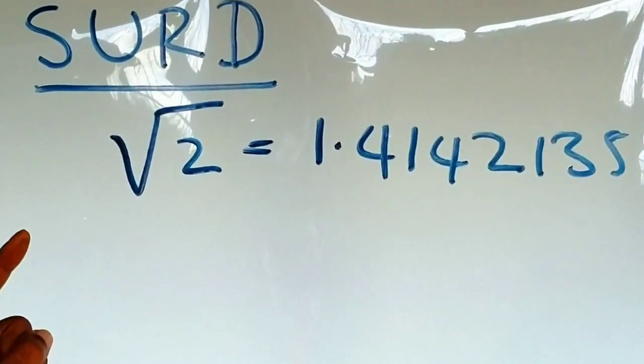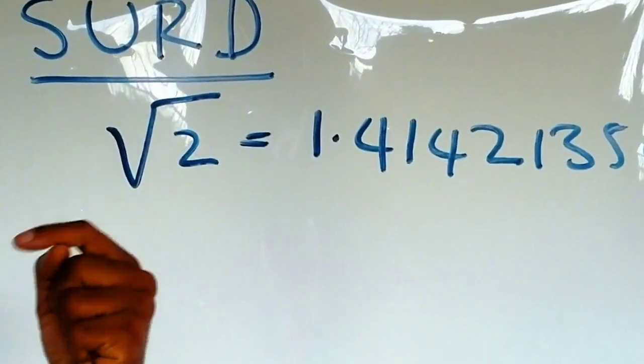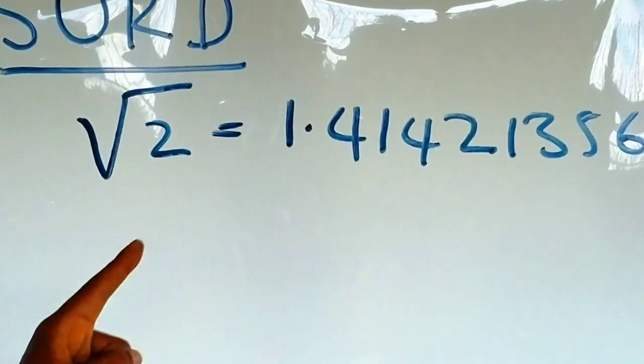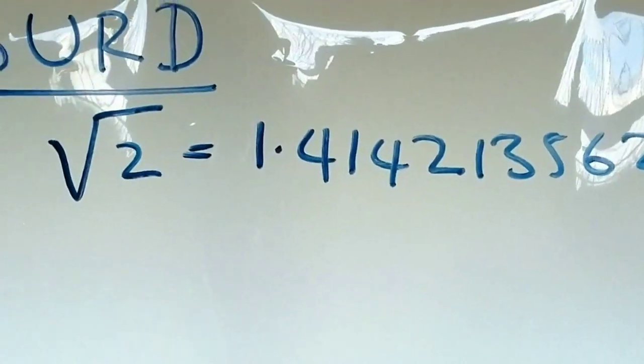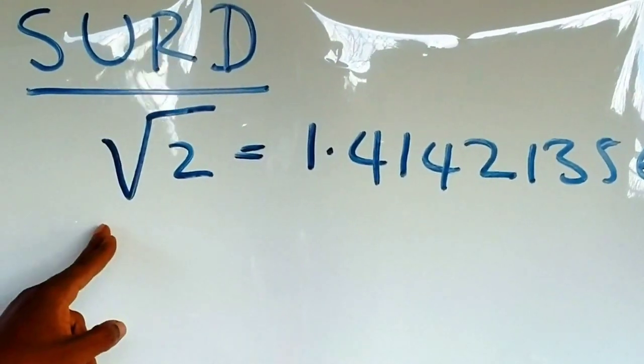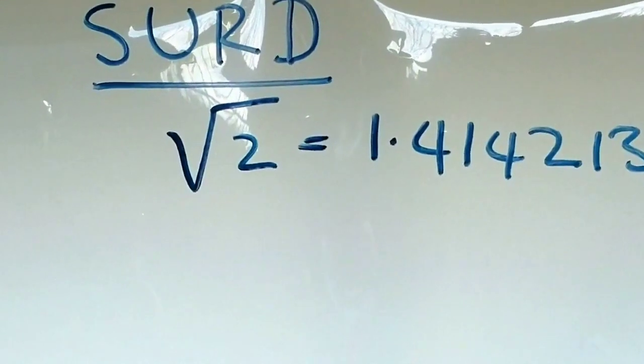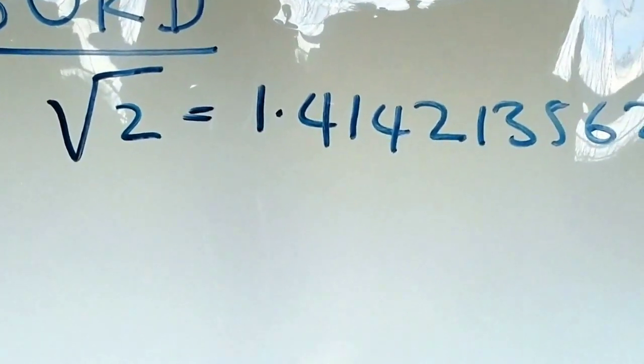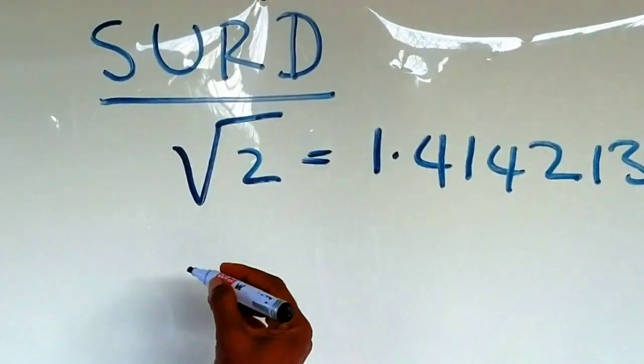Now, you can try it wherever you are. If you use a calculator, trying to change it to a fraction, it will be impossible. The digits will keep on going without repeating, which means that this number is an irrational number. That's what makes it a surd.